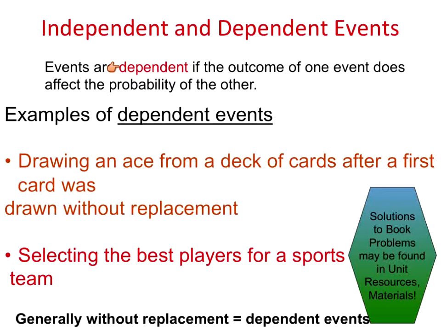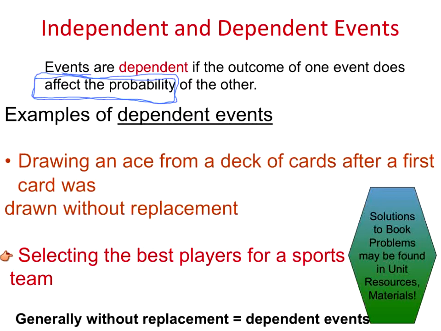Here's the difference. Dependent events do affect the probability. So let's underline that word or circle it. They do affect the probability. So this would be dependent. You drawing an ace from a deck of cards after a first card was drawn without replacement. If you don't replace it back in the deck, then it matters what you drew first. Does that make sense, the difference? If you don't replace the card, it matters what you drew first, because if you pick a 10 the first time, the probability of you picking a 10 the second time is very different, depending on if you got what you wanted or you didn't.